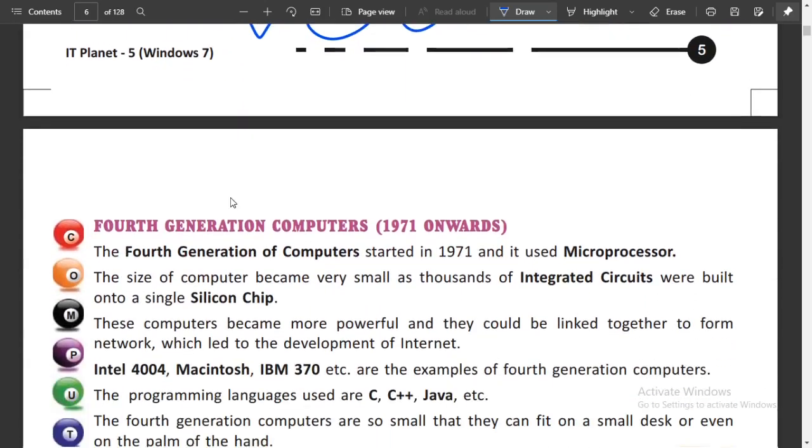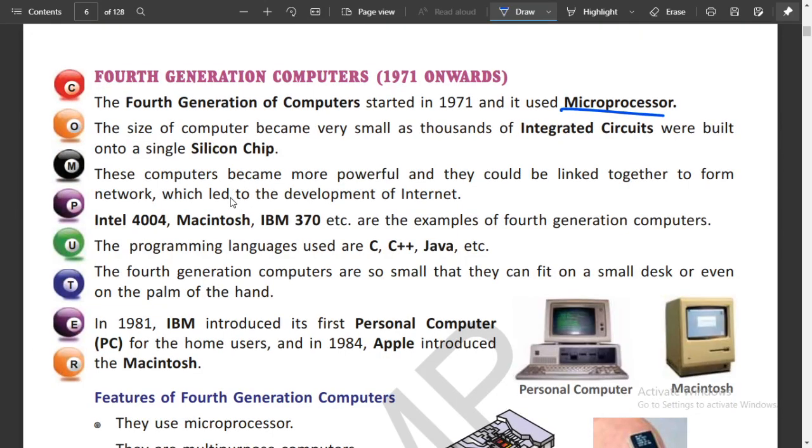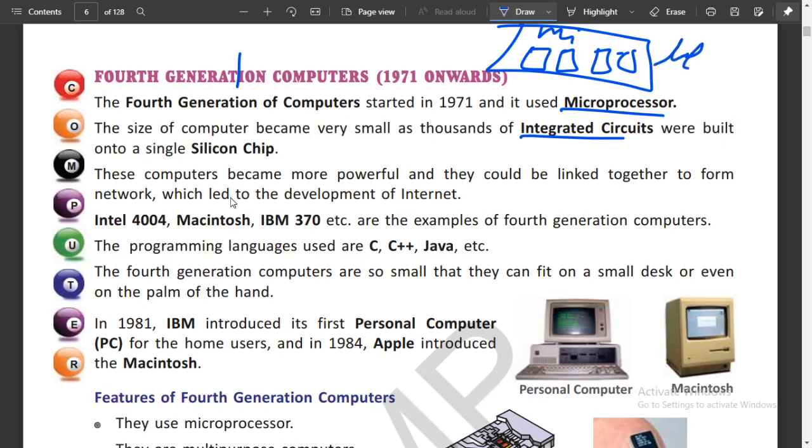Fourth generation computer uses microprocessor. These microprocessors are very small, containing thousands of integrated circuits, which means a lot of integrated circuit ICs, commonly called microcontroller. You can also add this sign of microcontroller. Let me make it clear. Microcontroller. Okay, this is a sign of microcontroller.